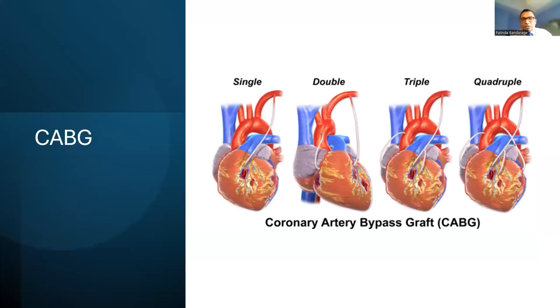So, going back to CABG, this cartoon shows where there are single grafts, double, triple, quadruple, and sometimes there are instances where we have to do 5 grafts. In all these instances, you would note that a graft coming from the first segment of the subclavian is getting anastomosed to the LAD, and that is there in almost all of these instances. So this is the left internal mammary.